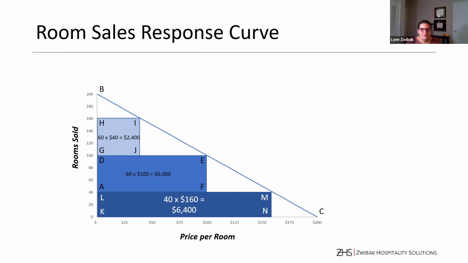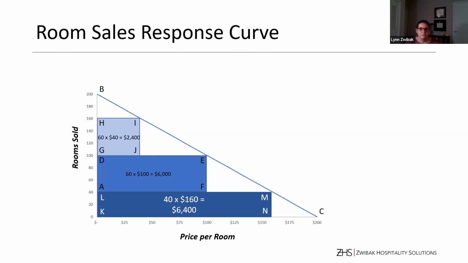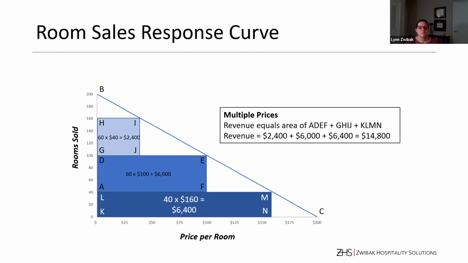Another $2,400. So here you can see that we're starting to cut into that extra white space, and more of the area under the triangle is getting colored in. Remember, the colored area is our revenue. So we want as much of this triangle to be filled in as possible. So when we have 3 price points, if we add up the areas of these squares, we end up with $14,800 in revenue.